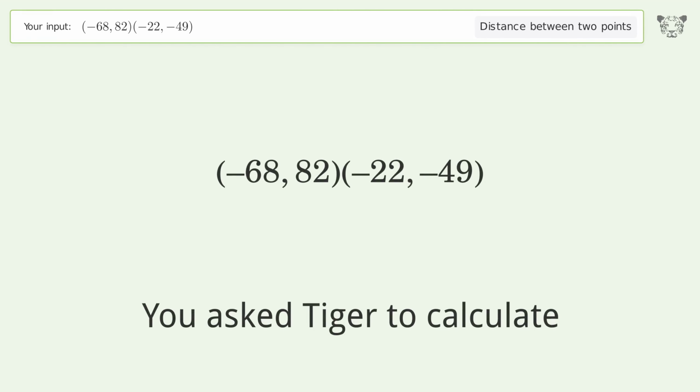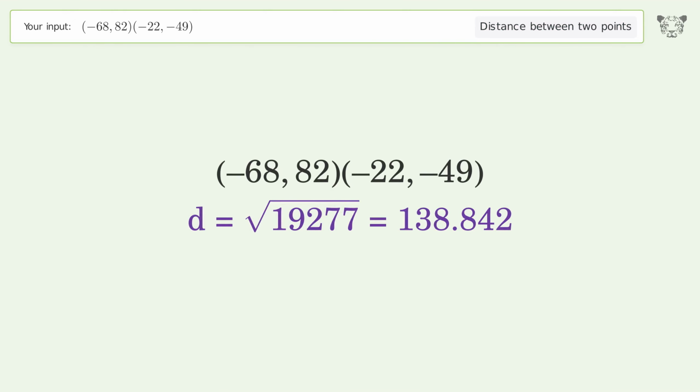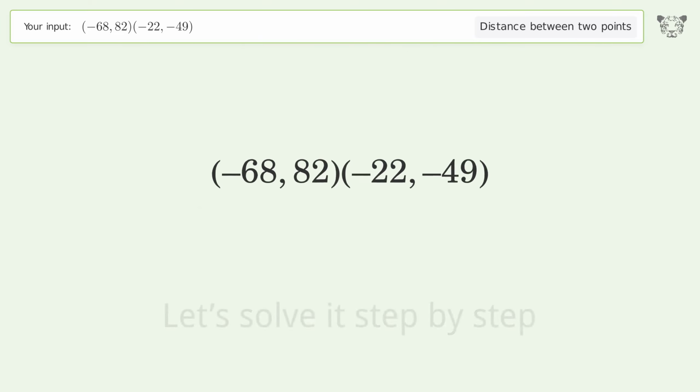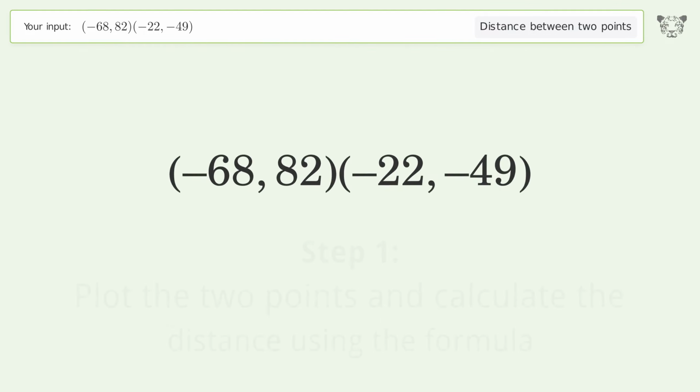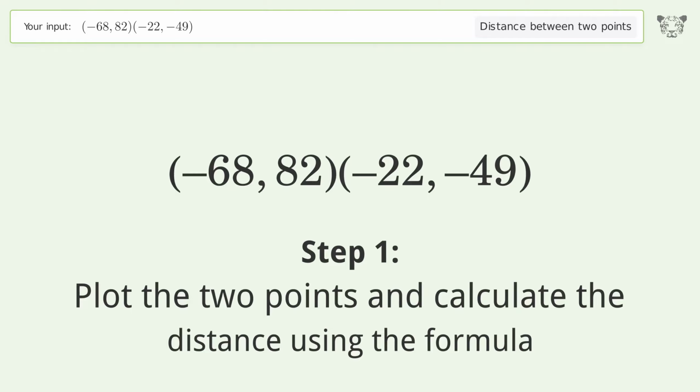You ask Tiger to calculate. This deals with the distance between 2 points. The distance between the 2 points is the square root of 19,277 or 138.842. Let's solve it step by step. Plot the 2 points and calculate the distance using the formula.